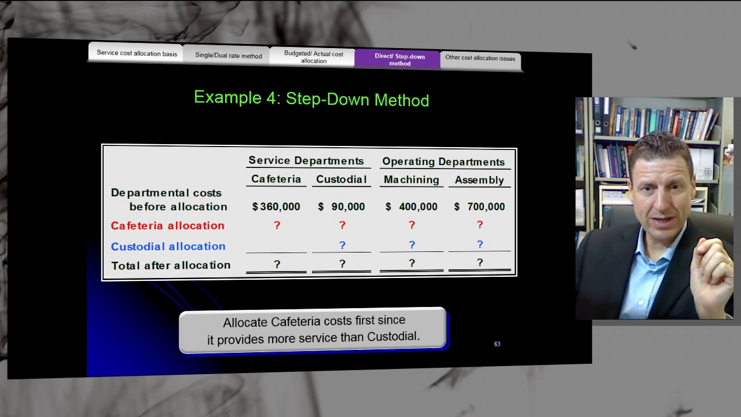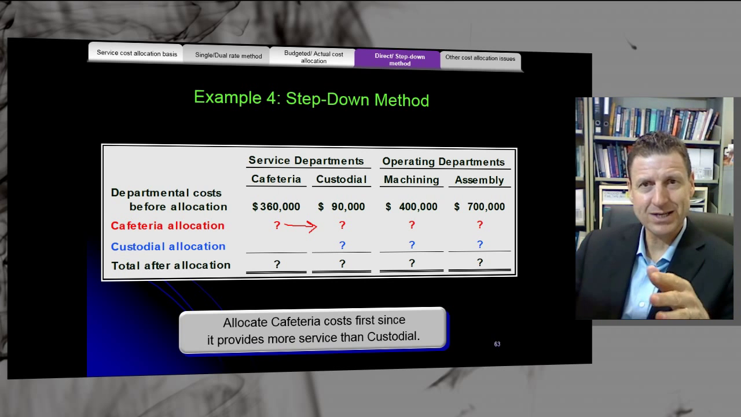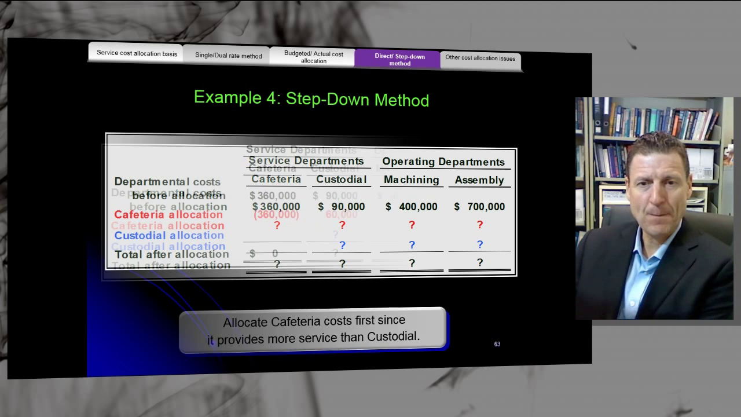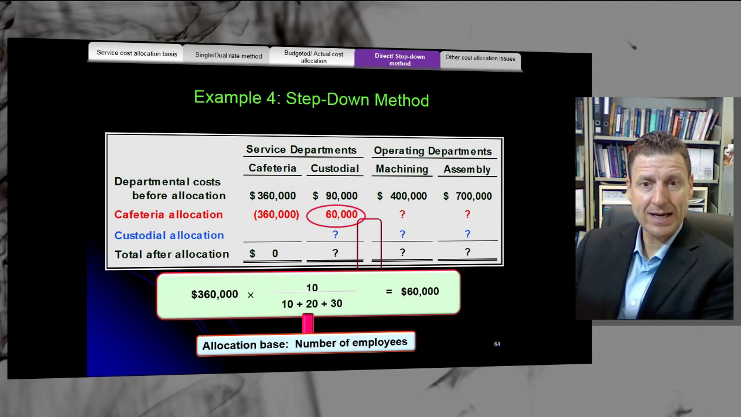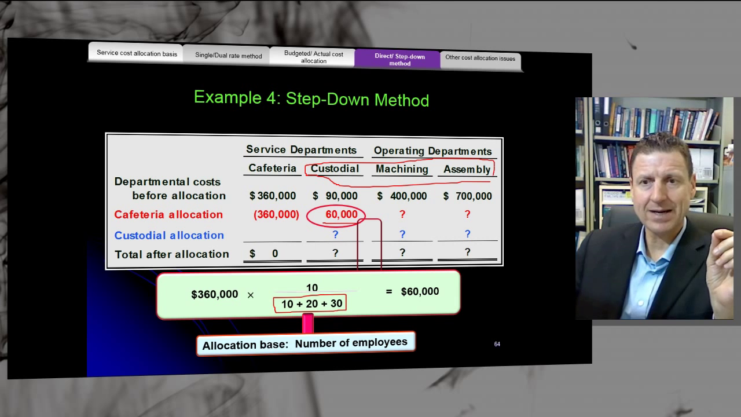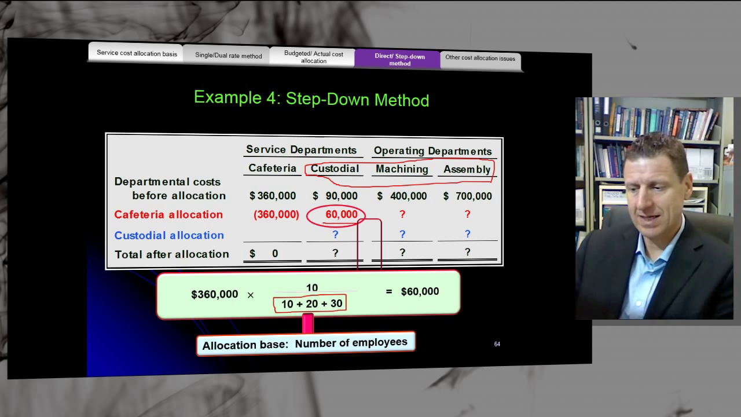So we have cafeteria. We want to allocate that across. It provides more service than custodial. That is the basis for which we are starting with cafeteria. And so we're going to allocate 60,000. Why 60,000? That's 1/6. How do we know 1/6? Well, we've got 10 employees divided by 60 employees here. That's 60 across machining, assembly, and custodial. There's 60 employees here. So 1/6 is 60,000.